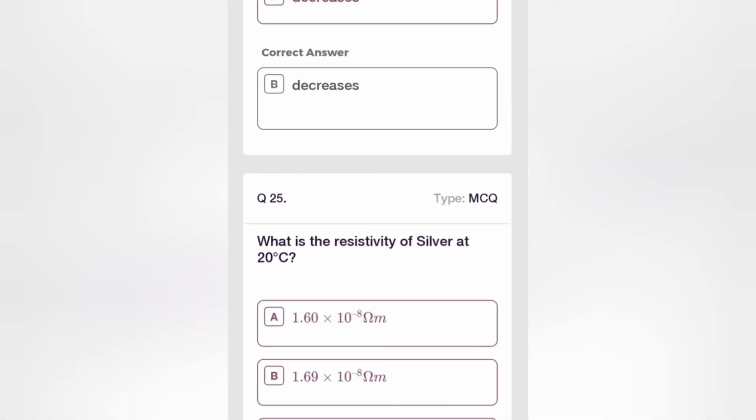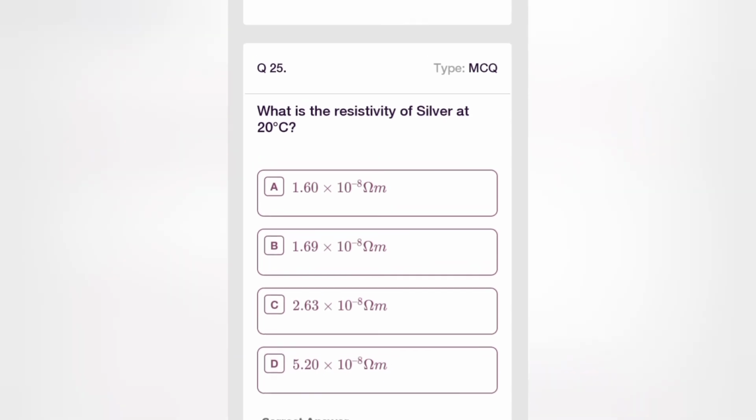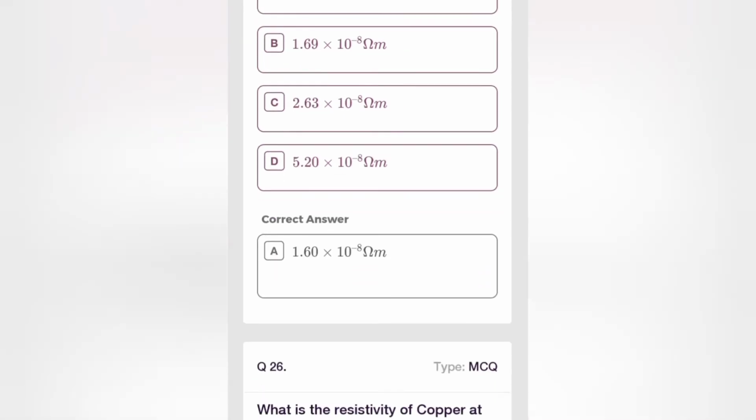What is the resistivity of the silver at 20 degrees Celsius? It's 1.60 into 10 to the power minus 8 ohm meter. And 1.69 is going to be for copper. Even silver and copper have got little difference. So you have to remember that.